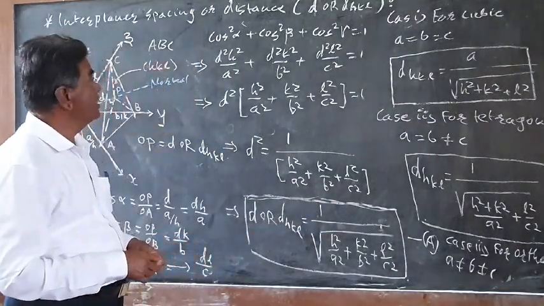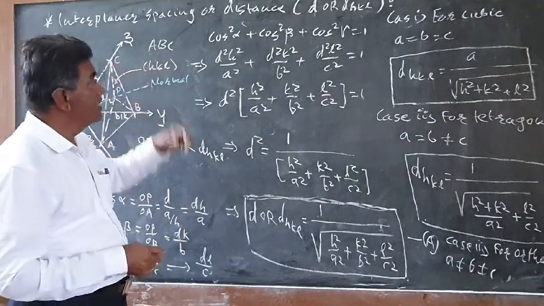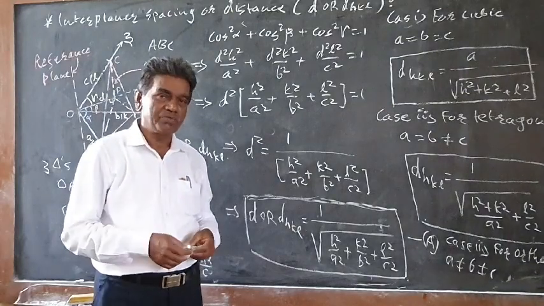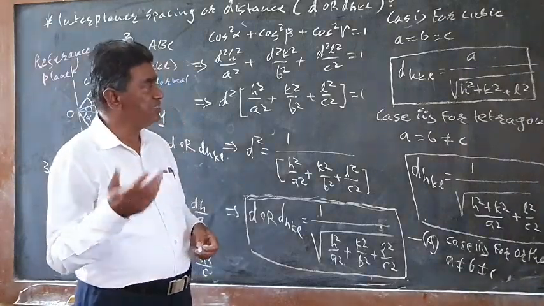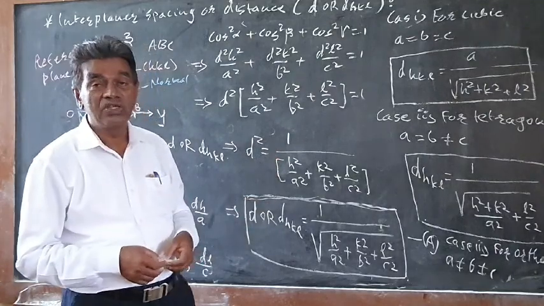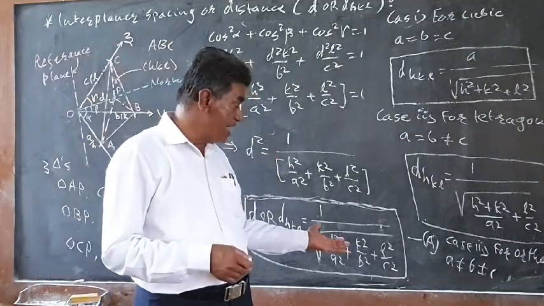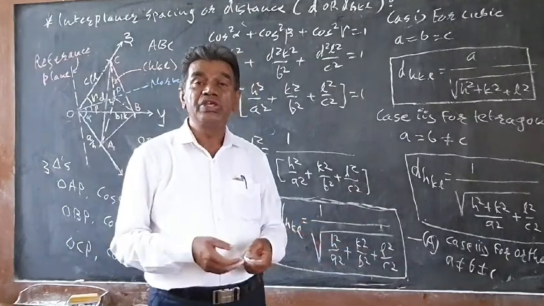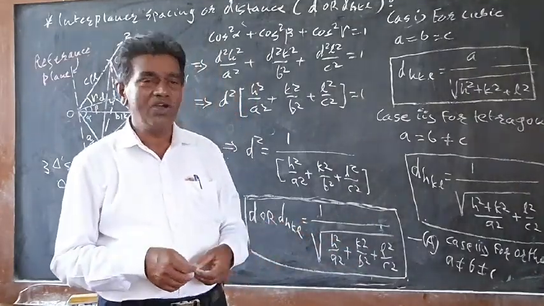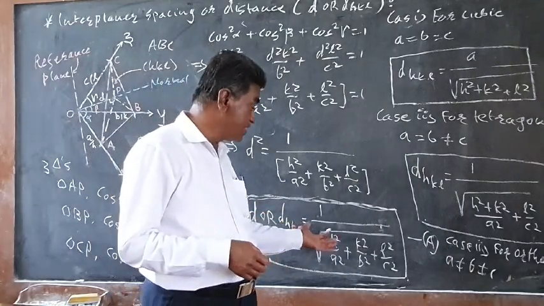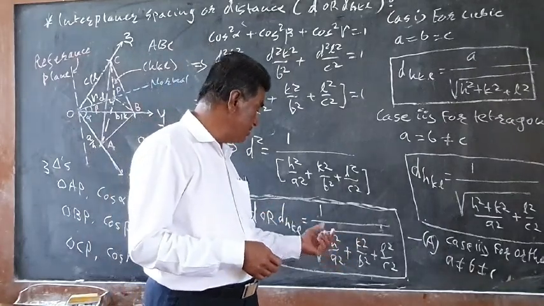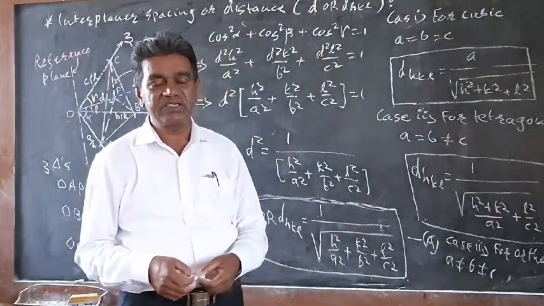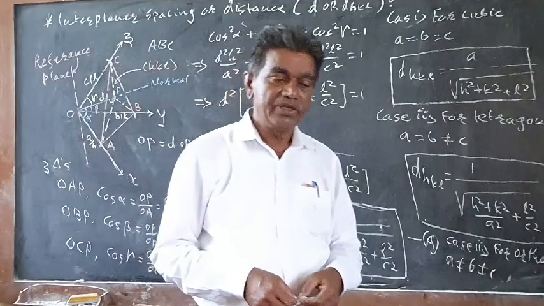So today we have seen a very important topic, the interplanar spacing or distance, and it is important for the analysis of the crystal structure. In the next lecture, we will see some examples on interplanar spacing, Miller indices and lattice constants, how they are related, and how to evaluate the interplanar spacing. If the Miller indices and lattice parameters are given, we can calculate dhkl, and so on. Okay, thank you very much.